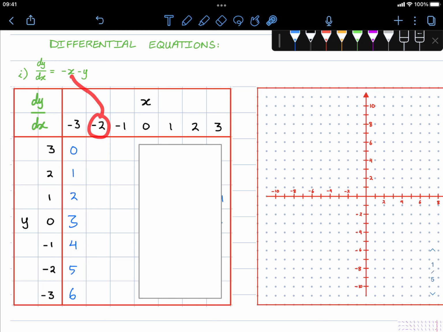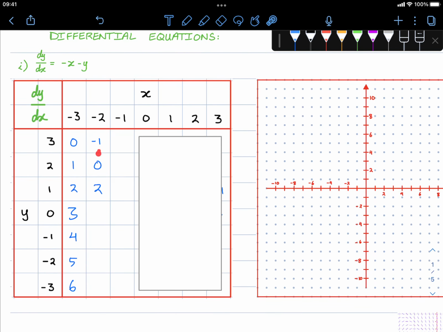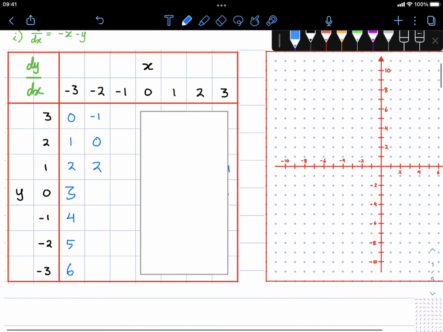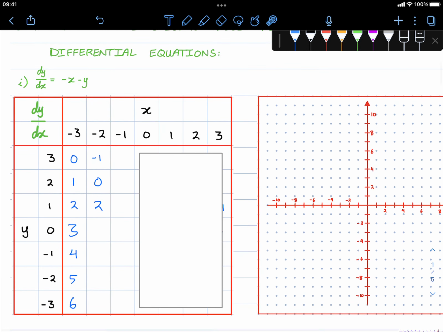Substituting -2 here, so negative 2 minus 3, that's 2, take away 3, gives us -1. So substituting this in, negative of -2 minus 2, that will give us 0. And moving along to this one now, negative of -2 minus 1, that will give us 2. I hope you can see a pattern forming with this column and even a pattern with the entire thing here. Okay, so the next one, let's do one more and then I'll complete the pattern.